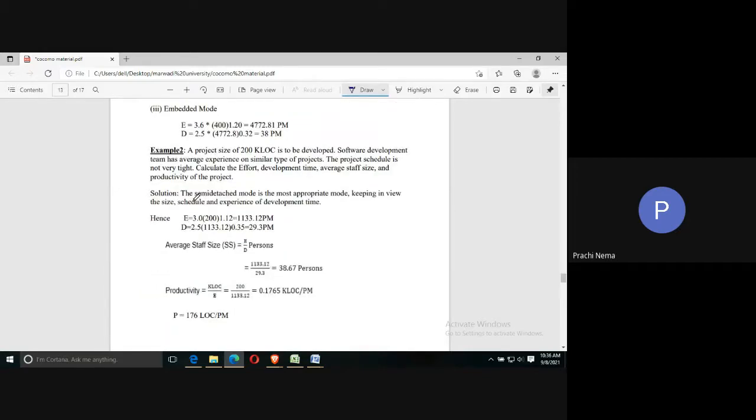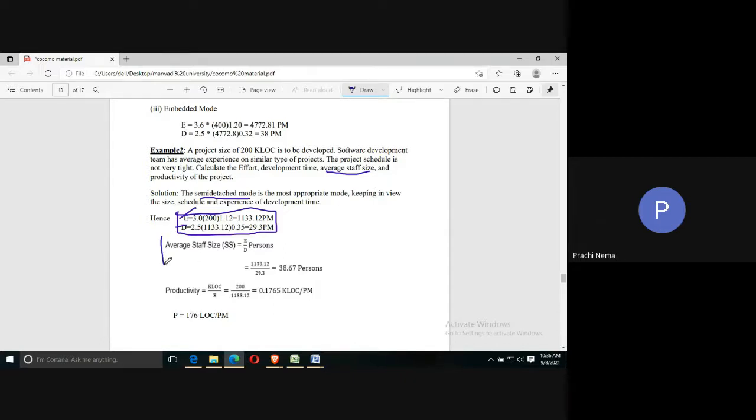There is one more example in which they have taken the semi-detached mode this time. The semi-detached model formula must be used here, and apart from calculating effort and time directly using the formula, they have also asked for the average staff size. How will you calculate this average staff size?